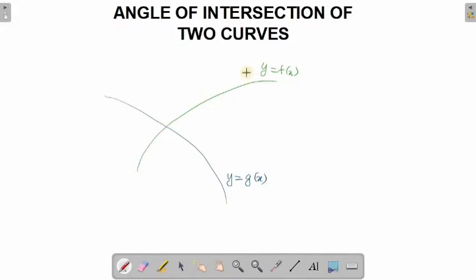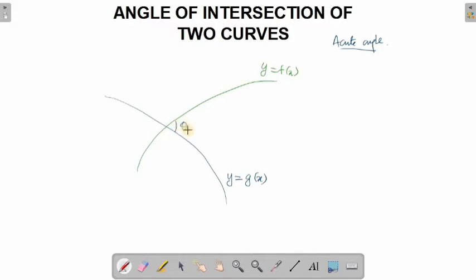Since we are talking about an angle, we will actually be talking about the acute angle, less than 90 degrees. If you see here, this is the acute angle, theta. I'm interested in finding this theta, but just by using the equations of the curves I will not be able to find the angle out here.